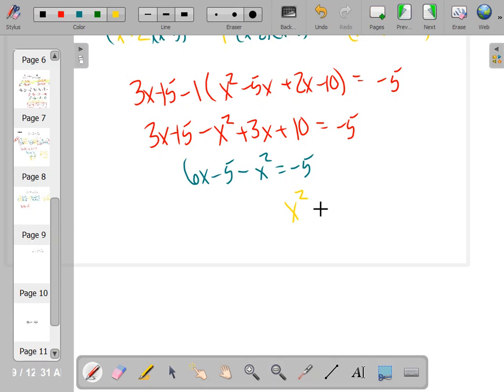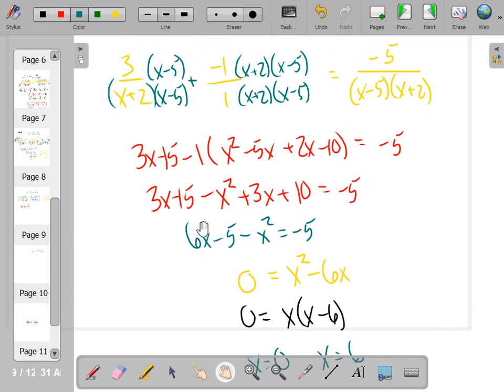So now I have positive x squared, negative 6x, and if you add 5 to both sides, you actually get 0. Negative 5 plus 5 is 0. So that's going to be easy to factor because it's just GCF. X and x minus 6. So x either equals 0 or x equals 6.